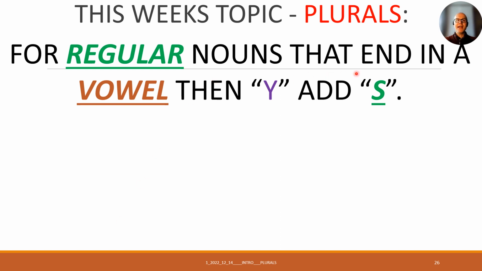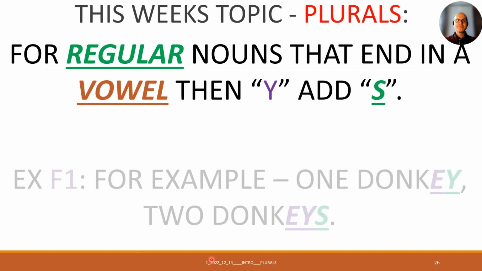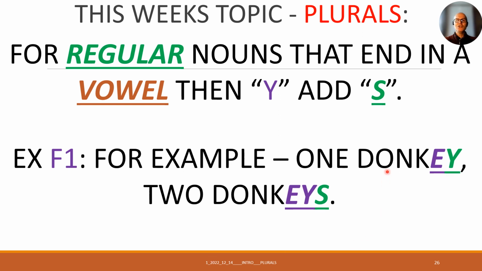For regular nouns that end in a vowel, then a Y, you add an S. So for example, donkey ends in a Y and has a vowel E before the Y. You just add an S. One donkey, two donkeys.